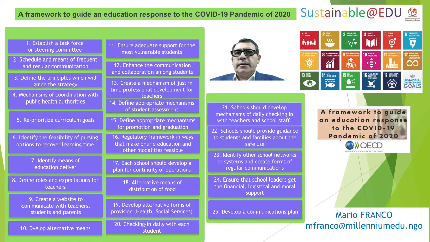The seventh recommendation is to identify means of education delivery. Of course, the interaction between teachers and students is very important, but in some cases this kind of bidirectional communication is not possible. Then it is important to define which means you will use to allow that. Even if you broadcast, you can have phones or other means to communicate.